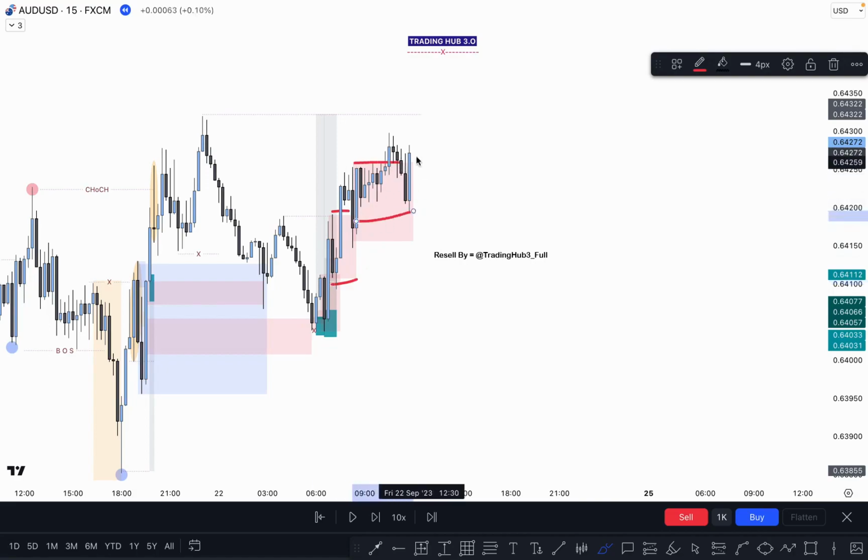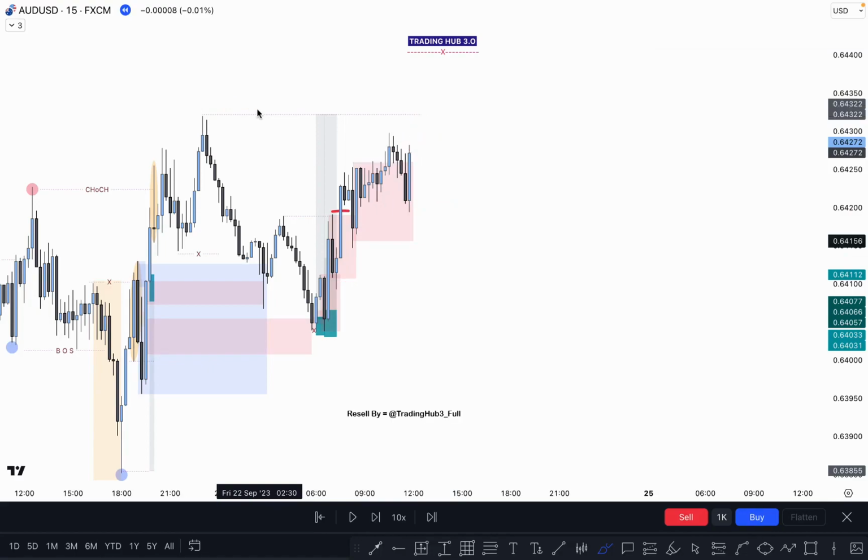Okay, we are buying here directly. If price comes back here, buy directly. If it broke this high, then you need inducement.